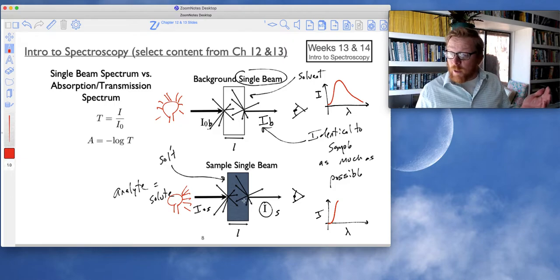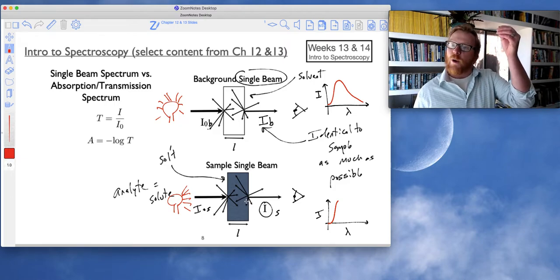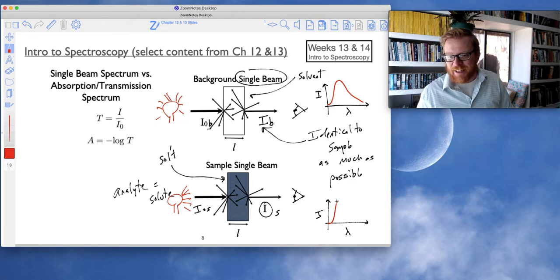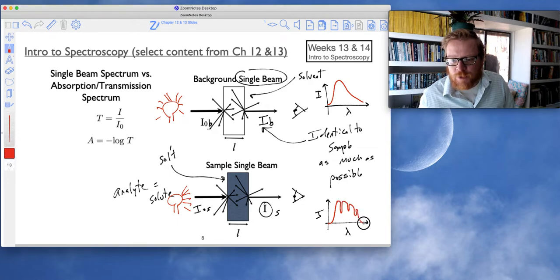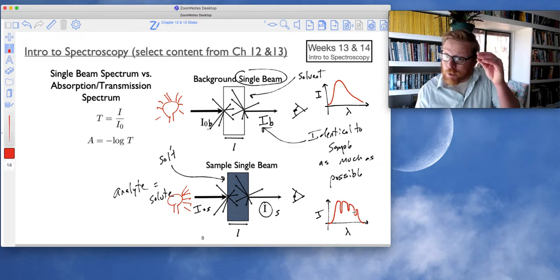So this sample single beam spectrum is still going to have this Boltzmann distribution of wavelengths, of intensities. However, if there are absorbing molecules in there, they're going to remove some of that intensity. So our sample single beam would actually look something like this with these features removed, okay? And so we still have this Boltzmann distribution, right? But there will be some specific frequencies that have been absorbed out of this intensity, all right?